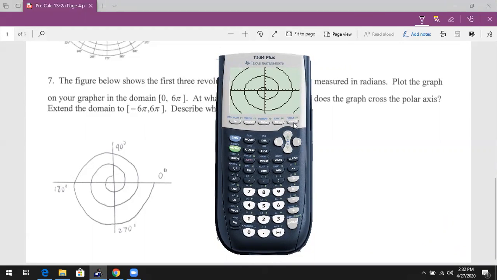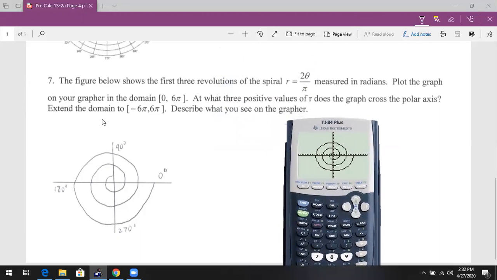3 revolutions. And I can see I'm not quite large enough with this window. So let's change this window from negative 20 to positive 20 by 1s and negative 16 to positive 16 by 1s. Now here we have 1 revolution, 2 revolutions, 3 revolutions. All right, so plot the graph on your grapher in the domain from 0 to 6 pi.